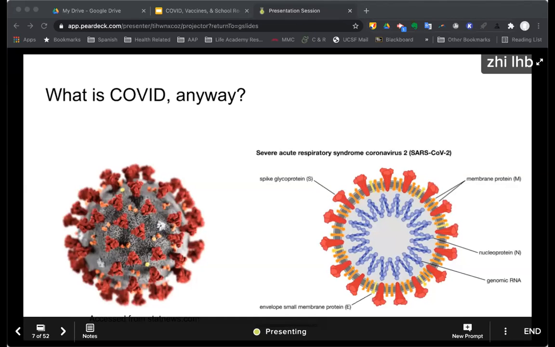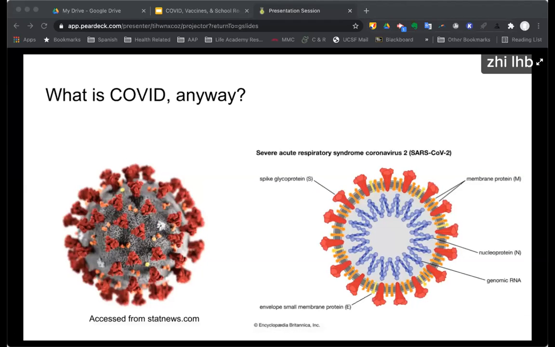So, I want to start by making sure we're all on the same page about what COVID is anyway. You may have seen pictures that look like this. These are pictures of COVID. And COVID is a virus.